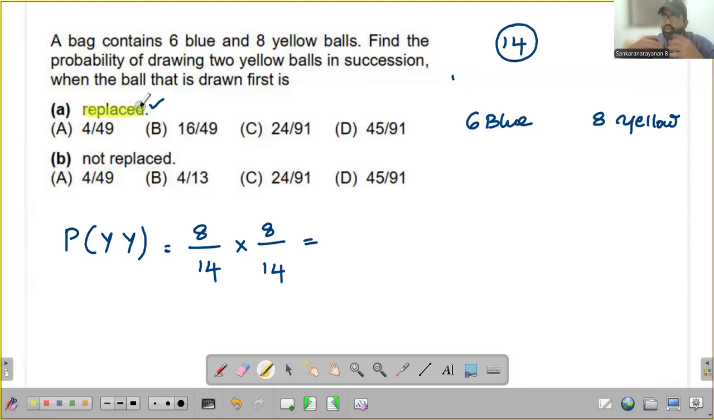Okay. So first you go near that bag, 8 yellow available out of 14. So 8 by 14, you can say that is the probability. And you are replacing it and going for the second draw. So there again, it is 8 by 14.